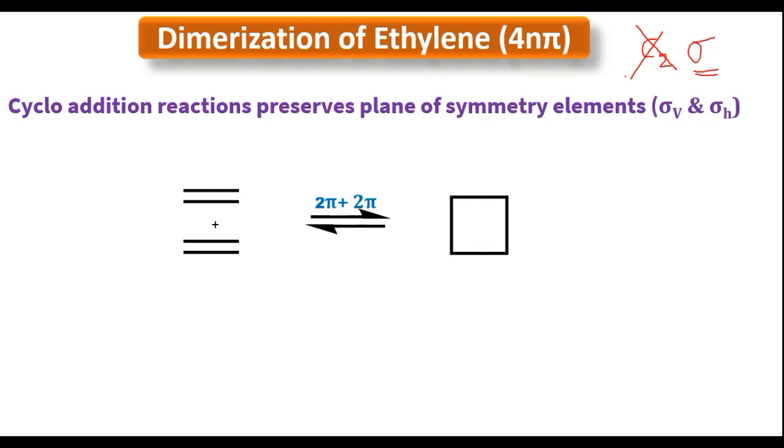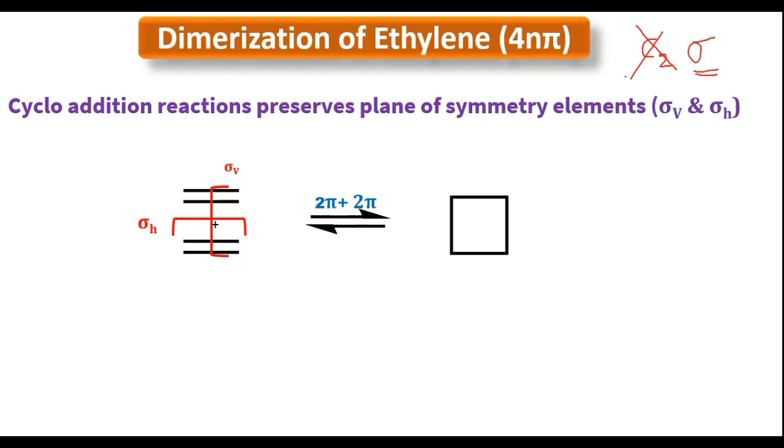Now come to the reactants. Here you observe, I am going to use a vertical plane of symmetry. This vertical plane of symmetry cuts both the reactants. The left side part is the mirror image of the right side part, so a vertical plane of symmetry is present in the reactants. Similarly, I am going to use a horizontal plane of symmetry. The lower part is the mirror image of the upper part. Therefore, a horizontal plane of symmetry is also present.